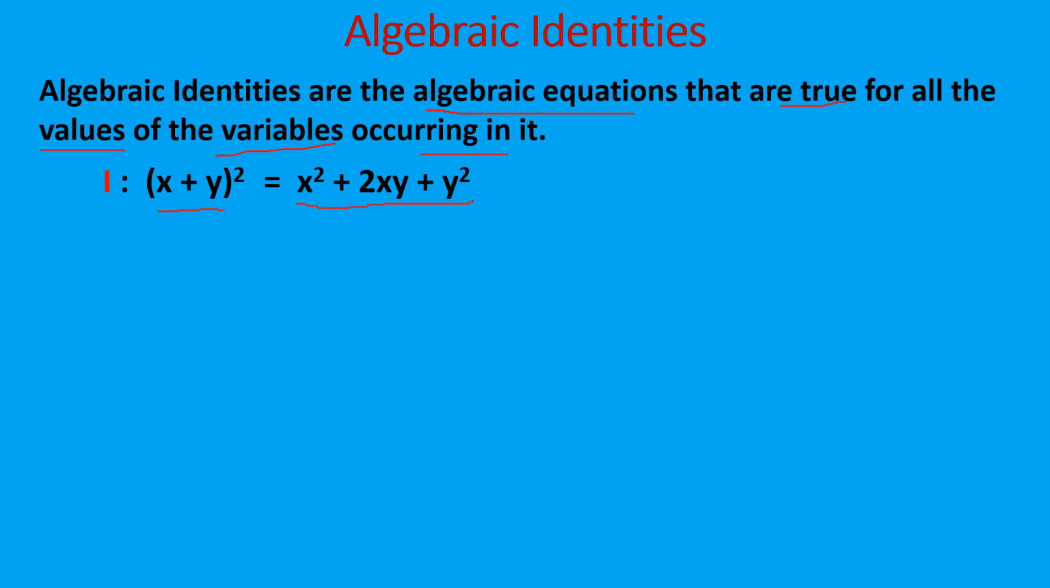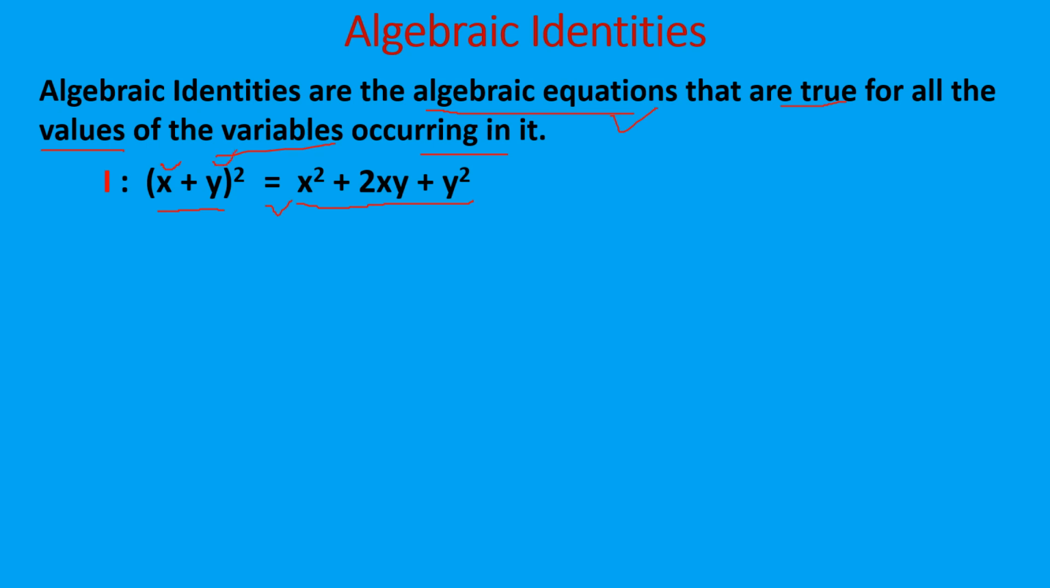Now what are the algebraic identities? It is written algebraic identities are the algebraic equations. Now if you will see, this is the equation, right? It involves a sign of equality. That means it is an equation. And it is written these equations are true for all the values of the variables occurring in it. If we will see the variables in the equation, what are the variables here? One is x and one is y. That means total two variables are there.